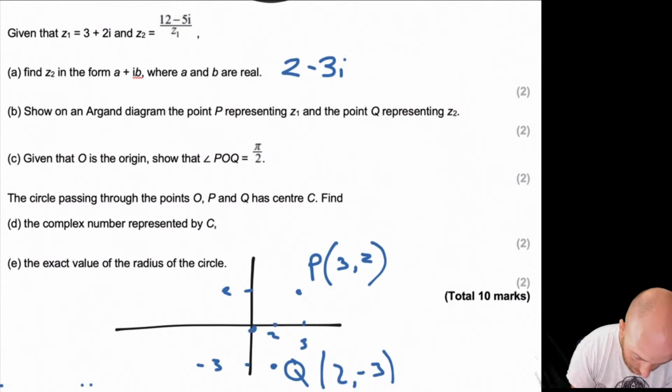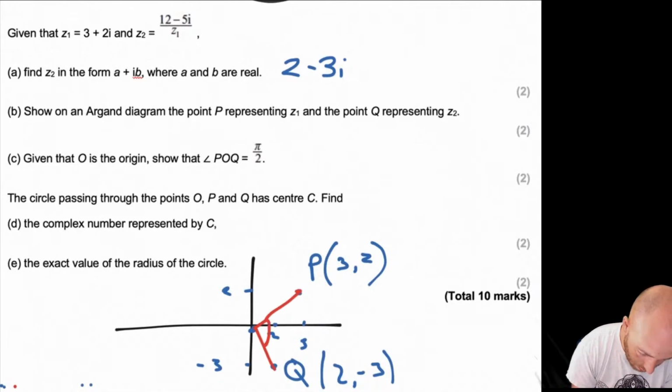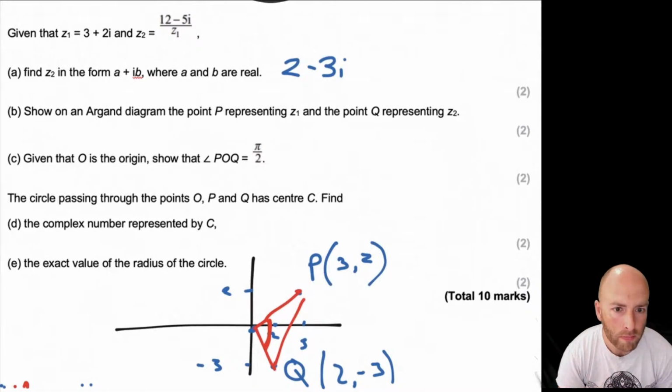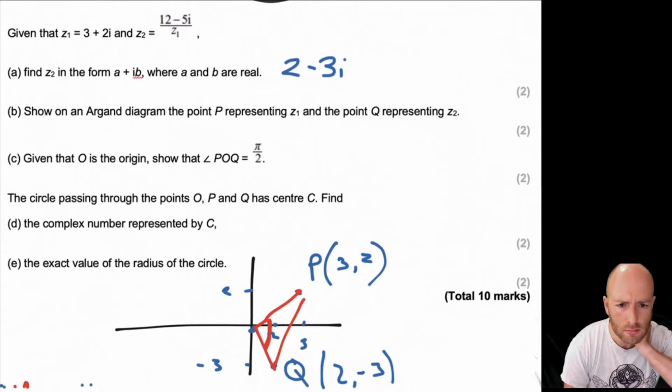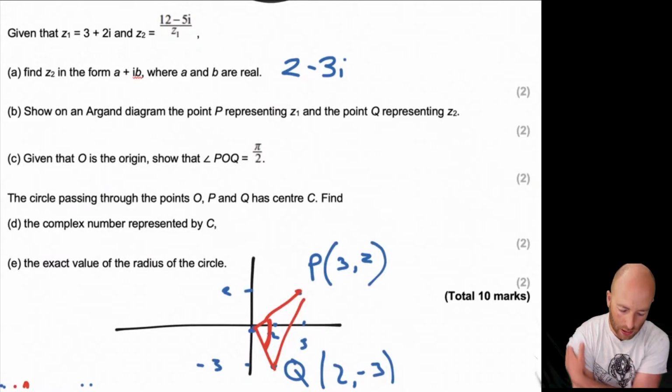Given O as the origin, show the angle POQ. So we're trying to find this angle here. So really we need to find the length of all the sides and then use the cosine rule. I think it's probably the best way about it. Although we got 3, 2, 2 minus 3. Okay, let me just check. There might be a quicker way of doing this.